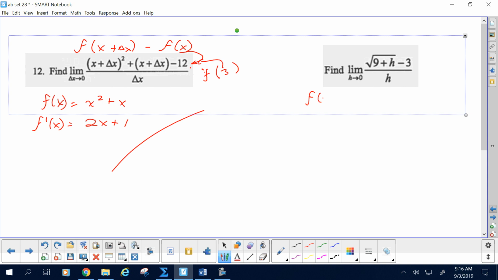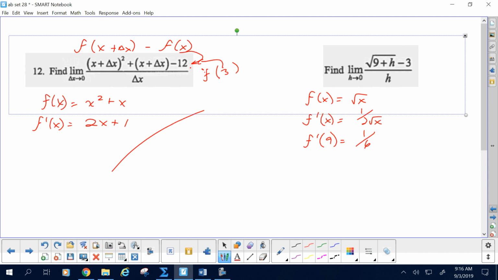What's the function in this one? Square root of x. What is the derivative of square root of x? 2 root x, and at a point, or generally? At what point, 9 or 3? 9, and so it is 1/6.